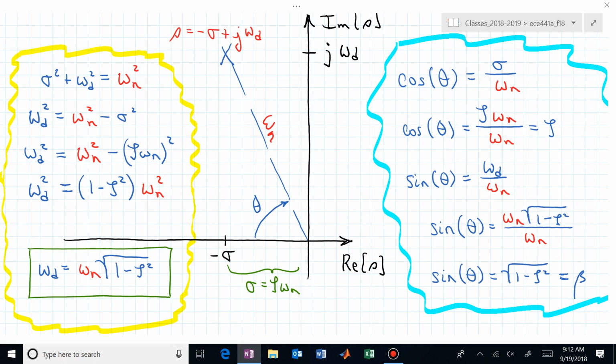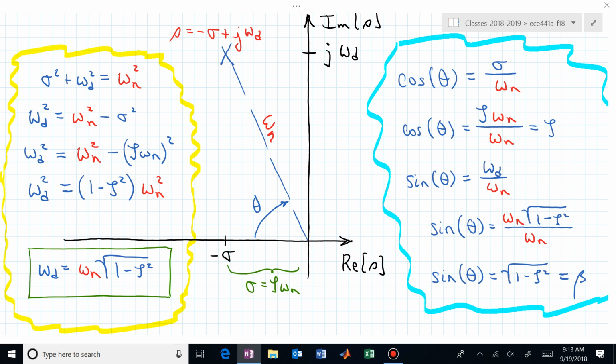Now, from that, you can find that theta. That's why I said you might bring a protractor. You can find the distance that pole is away from the origin, that's its natural frequency, omega sub n. And we can find that from Pythagoras. The Pythagorean theorem says sigma squared plus omega sub d squared is the hypotenuse squared, and the hypotenuse is omega sub n. And that's what's in the yellow highlight.